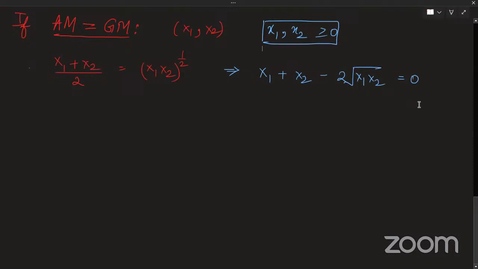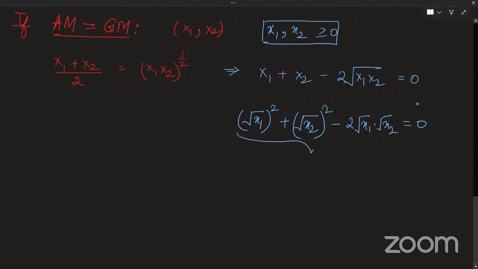See, x1 can be written as square root x1 whole square, plus square root x2 whole square, then minus 2 times square root x1 into square root x2 is equal to 0. Can anyone guess what this thing is? A minus B whole square. Correct. So it is root of x1 minus root of x2 whole square, and it is equal to 0.